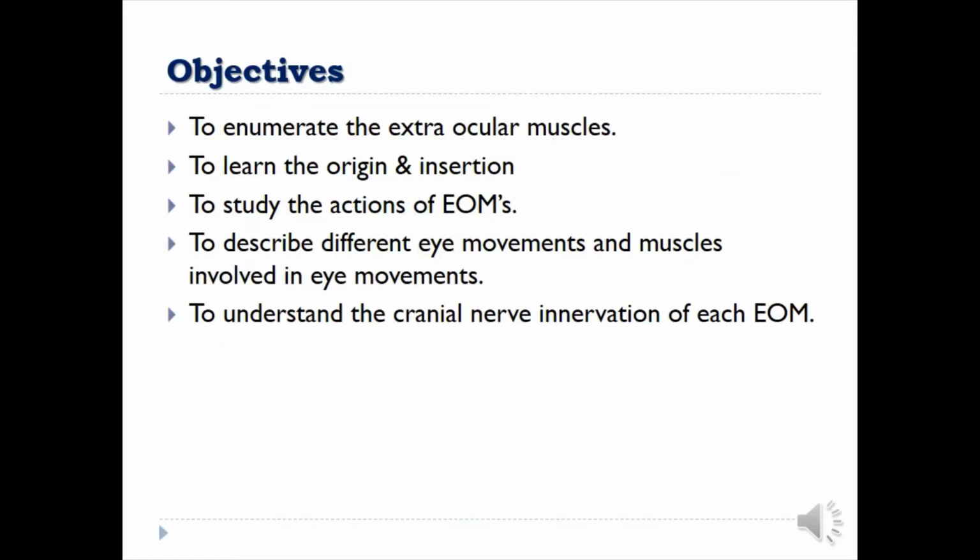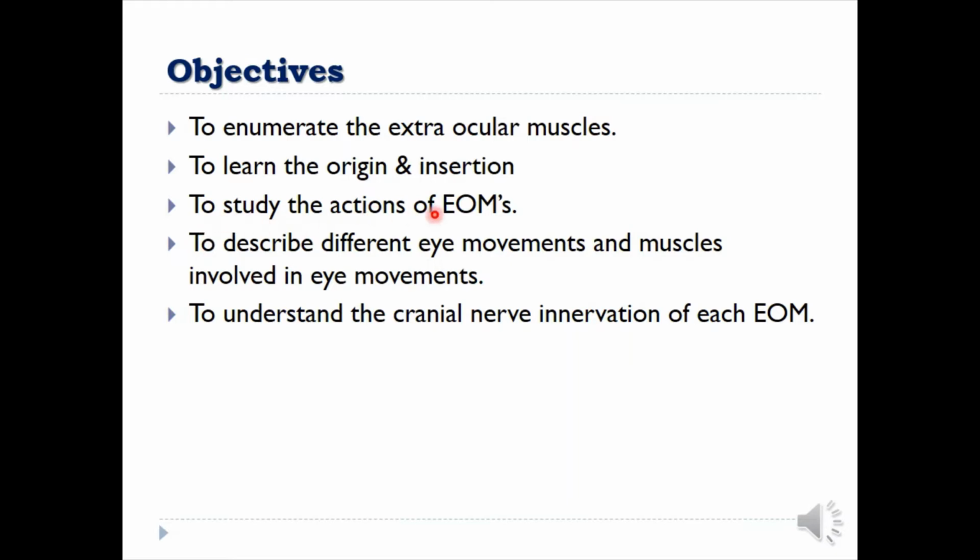So these are our learning objectives. One, to enumerate. Enumerate means we should be able to know the names of those six or seven extraocular muscles, from where those muscles are starting, and at which position each muscle is inserting. Inserting is nothing but where it is joining the eyeball.